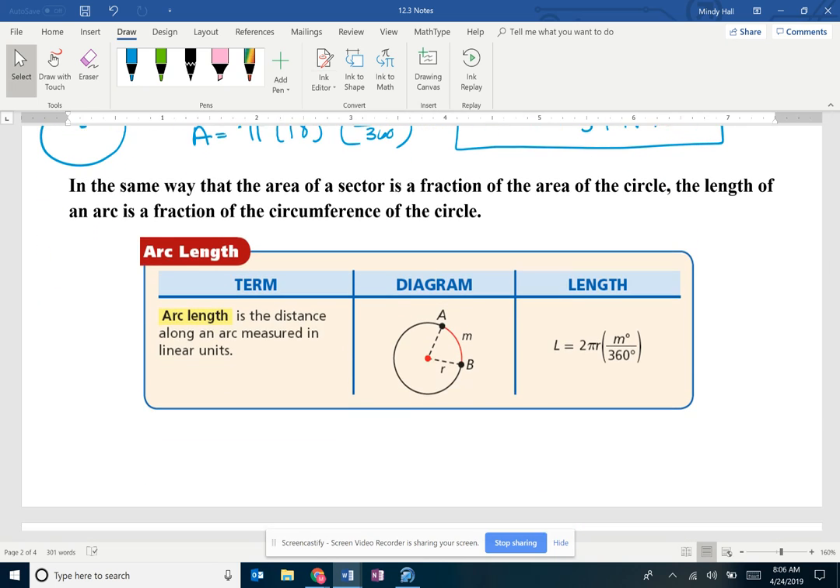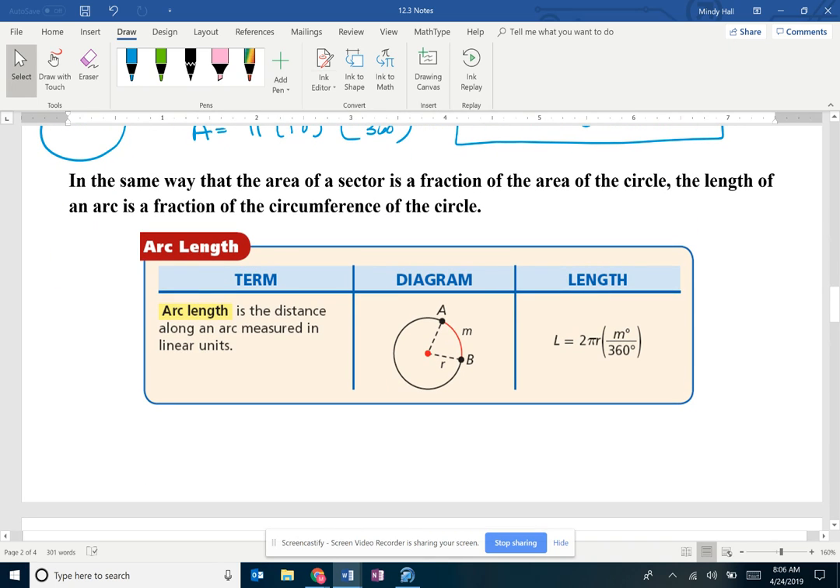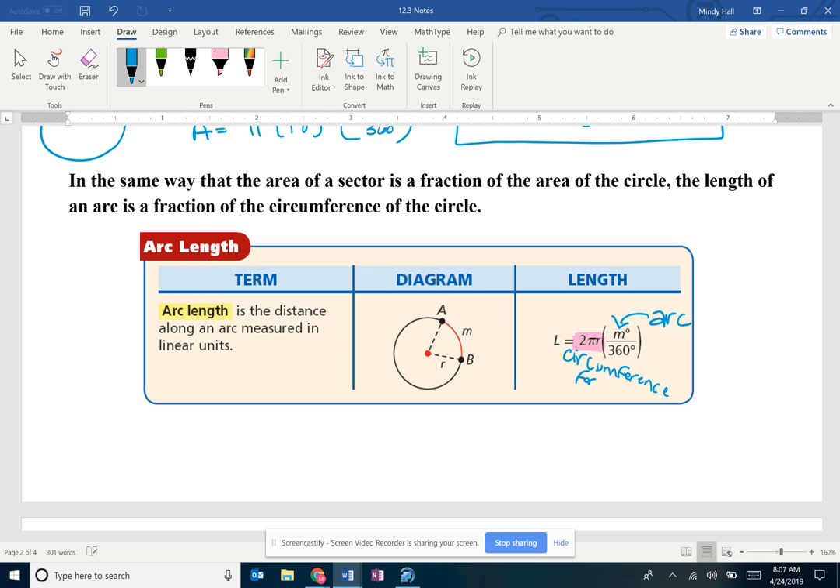Okay. In the same way that the area of a sector is a fraction of the area of the circle, the length of an arc is the fraction of the circumference of the circle. So now my formula has the circumference formula times the arc measurement again. It's that arc measurement that helps you figure out what fraction of the circle you have, and then you're just multiplying it by the circumference formula. Since this is like circumference, your units are just going to be regular old units, nothing special.